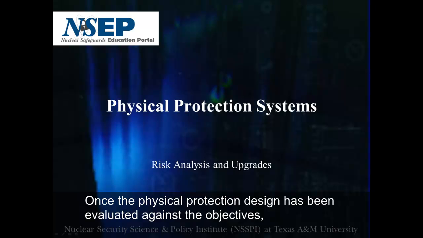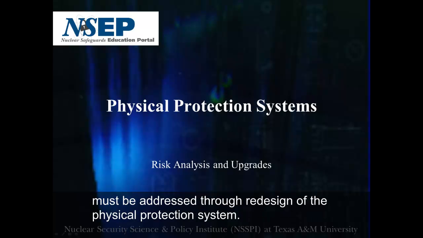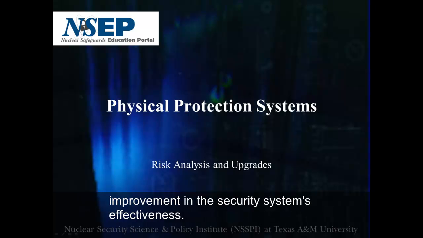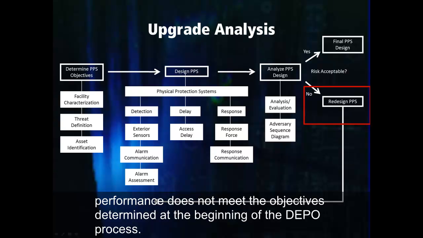Once the physical protection design has been evaluated against the objectives, the result will either be that the design meets the desired criteria, or that vulnerabilities exist that must be addressed through redesigning the physical protection system. As a result, the security analyst must determine what is the most effective way to upgrade the system, in terms of resources and the improvement in the security system's effectiveness. Upgrade analysis is required when the physical protection system design analysis shows that performance does not meet the objectives determined at the beginning of the design process.